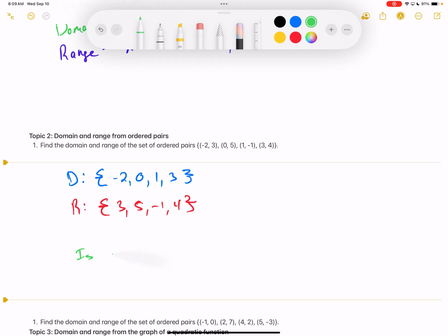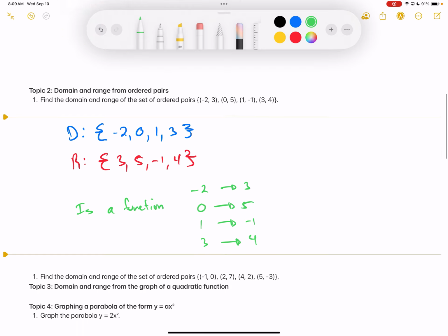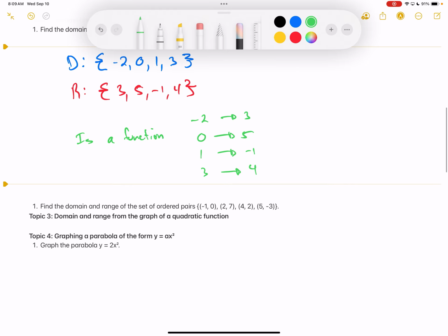You don't have to say it's a function on this topic, but because every x goes to exactly one y, like -2 goes to 3, 0 goes to 5, 1 goes to -1, 3 goes to 4. If I ask you what 1 goes with, you only have one answer. For every x I ask you about, you only have one answer to go with there. So this one is a function. But like I said, you don't have to do that on that topic.